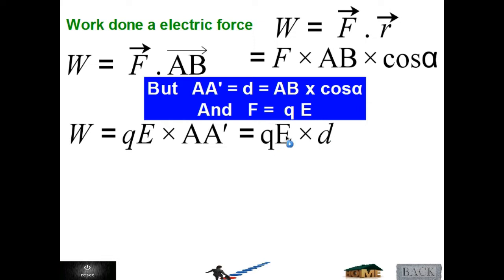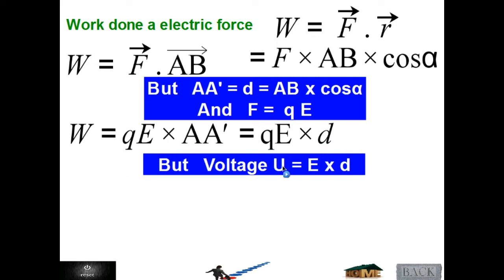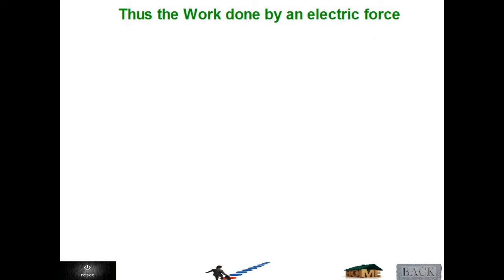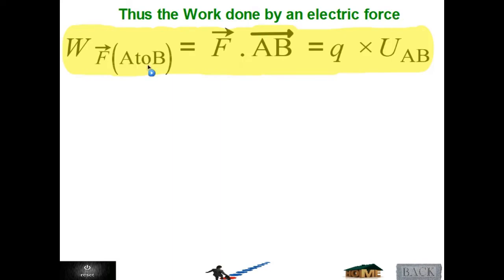But we all know that E times d is voltage, since E equals U over d, voltage over distance. This is the electric field. And thus work equals Q times UAB, the potential difference between A and B, and W equals Q times (VA minus VB). Thus the work done by an electric force while a charge moves from A to B is F dot AB, which is Q UAB, the potential difference between these two points.